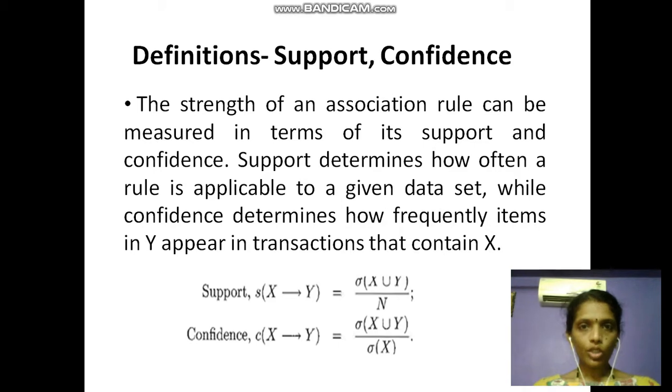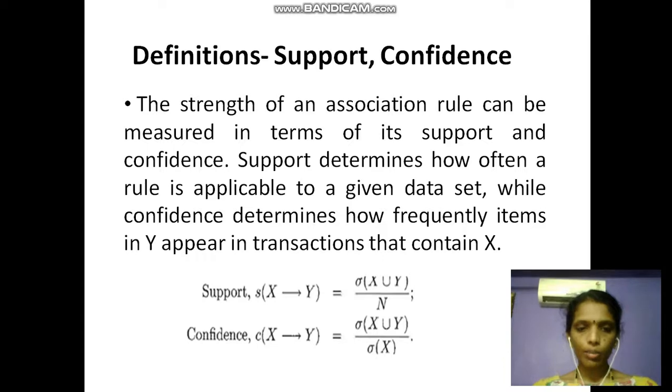Coming to the definitions of support and confidence, the main strength of an association rule is mainly measured in terms of support and confidence. Support identifies how applicable a rule is to a given data set, while confidence determines how frequently a particular item Y appears along with a particular item X. If I consider Y, how many times Y appears along with X, that is called confidence.